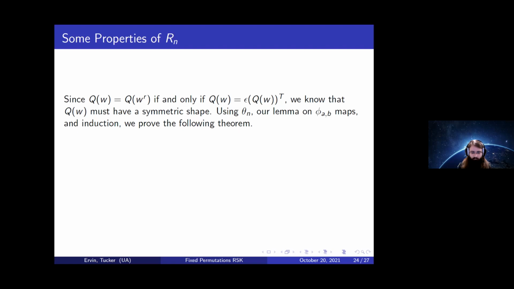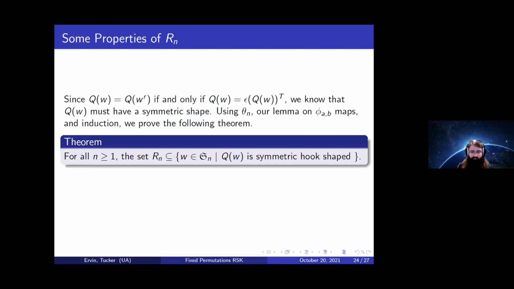And that just follows from the evacuation preserving shape. So we have a symmetric shape for each recording tableau for any permutation W in Rn. So if we use that along with theta n, our lemma on the phi-AB maps, and a bunch of induction, we're able to prove the following theorem.